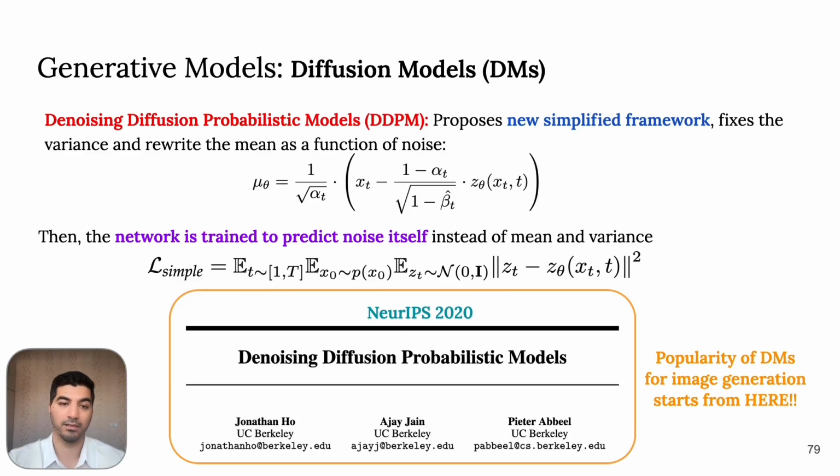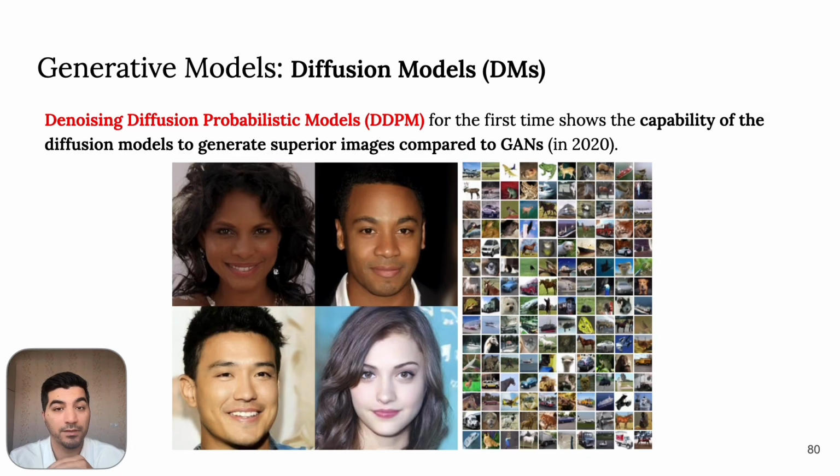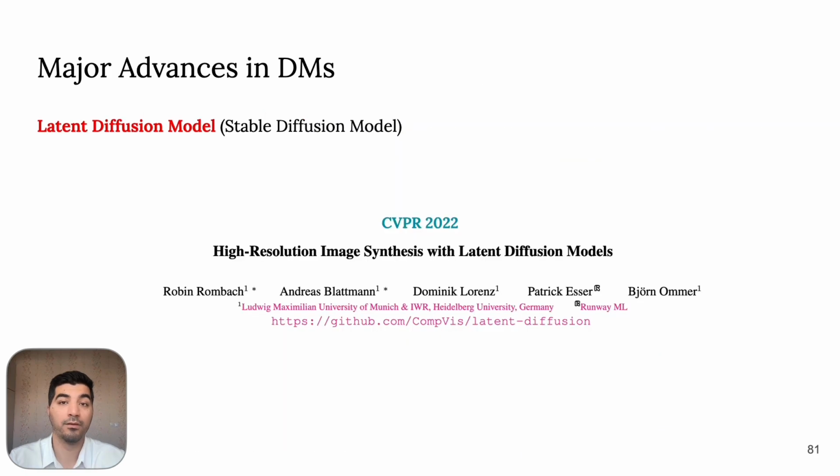After this new simple loss, now it's easier to understand the procedure of denoising and easier to train diffusion models. This paper is also the first paper to show the capability of diffusion models to generate images which are better than GANs. So these are compared to the GANs in 2020. Finally, we have this latent diffusion model, or stable diffusion model, which is a CVPR 2022 paper.